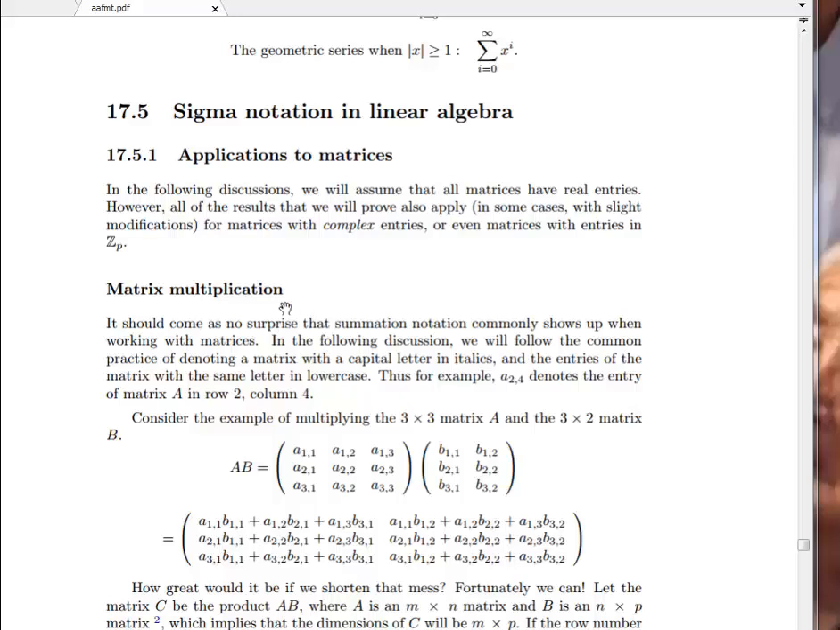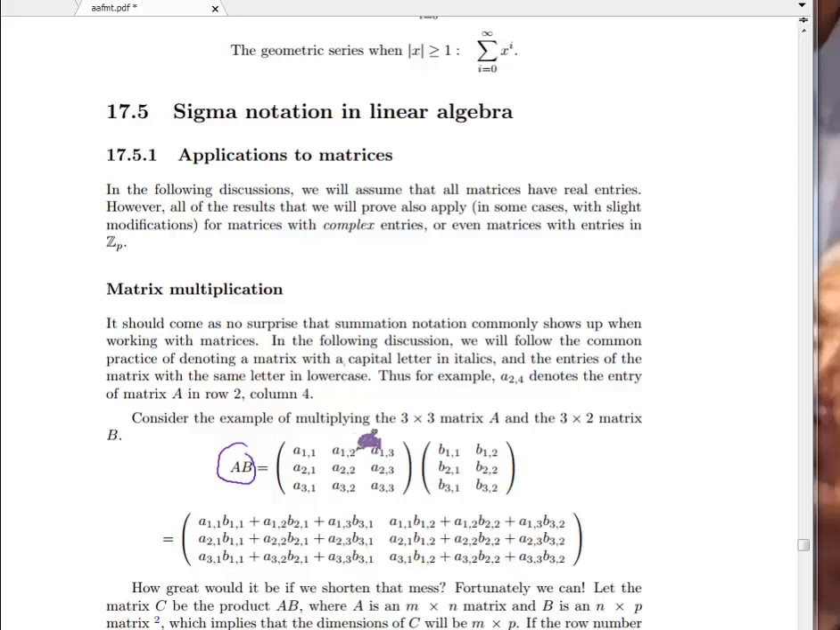Now let's consider sigma notation in linear algebra. There are lots of sums in linear algebra, so there's a lot of room for sigma notation in this case. For instance, if you know how to multiply matrices, the rule is you multiply rows times columns.